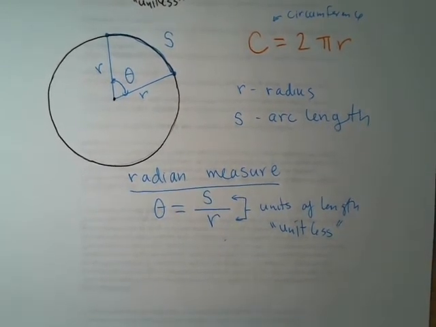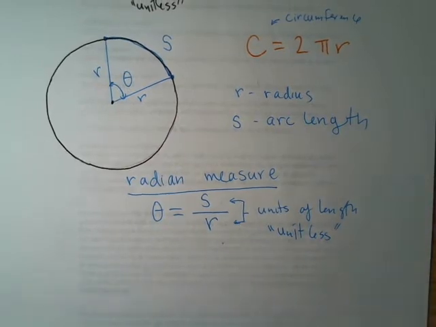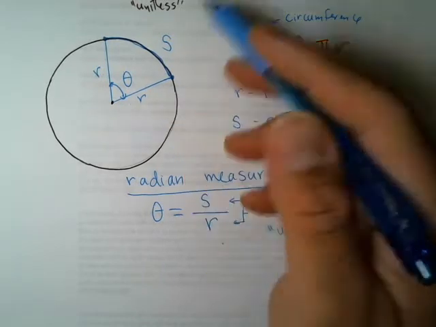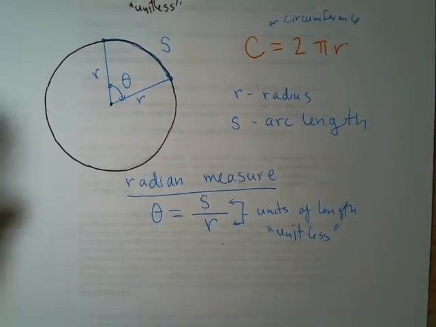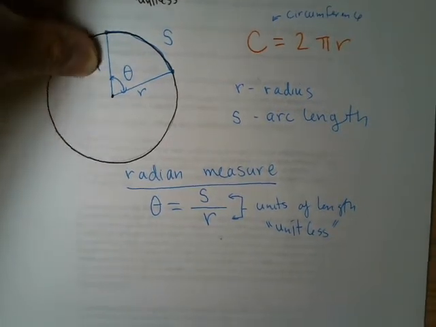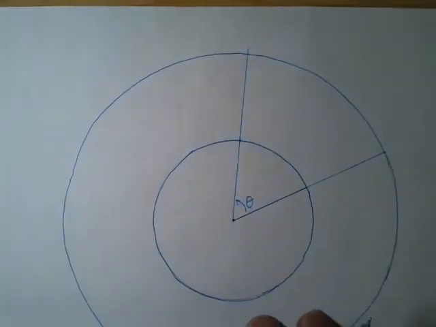Okay, so let's take a look. What is 1 radian? What does 1 radian look like? And I know there's 360 degrees in one rotation. How many radians is that? Some of you may know already, but let's look at why that's the case. So here I have some concentric circles, concentric meaning that they share the same center.